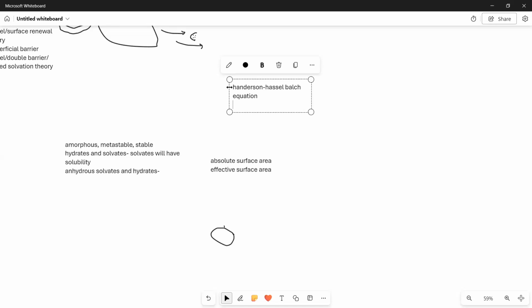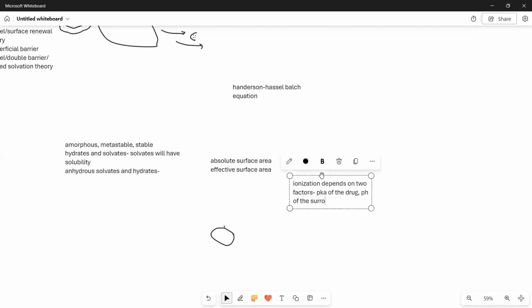So for a compound, the ionization in the GIT depends upon two factors. Those are the pKa of the drug and the pH of the surroundings. So these are the two main factors which influence the ionization.